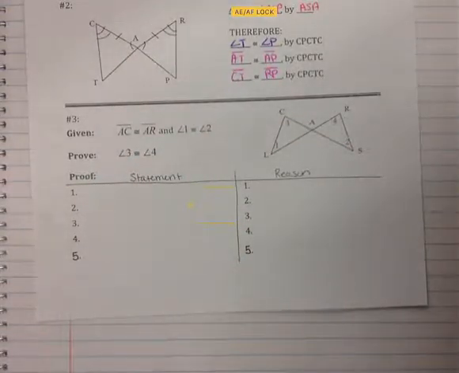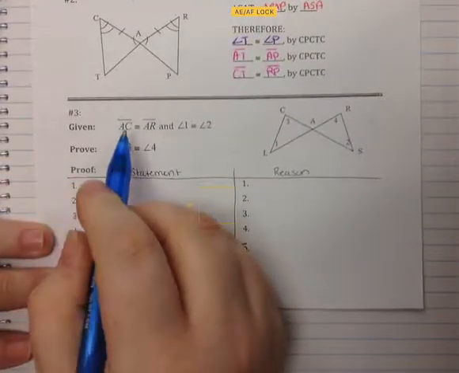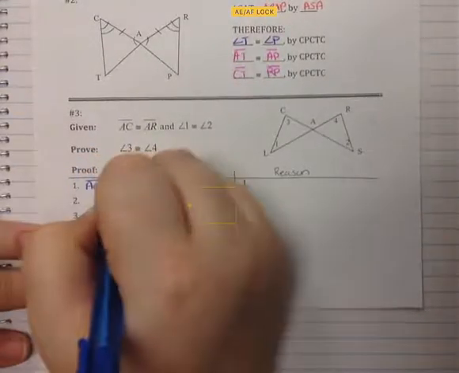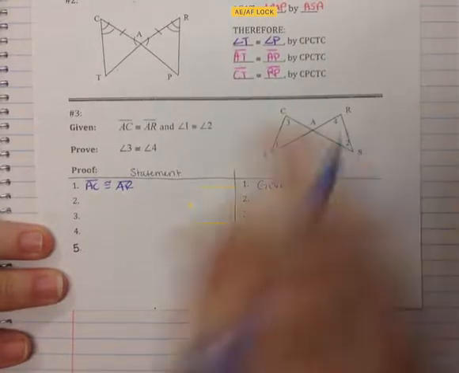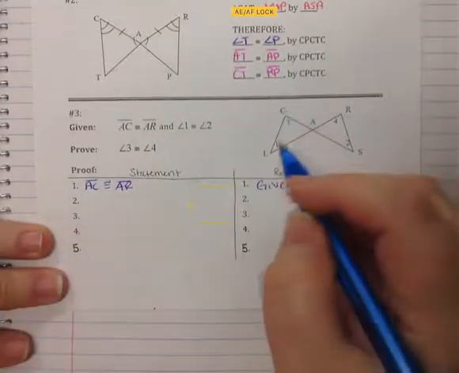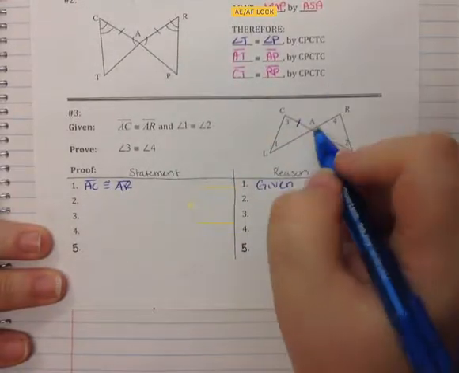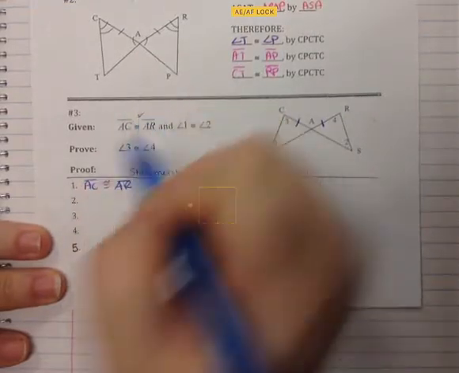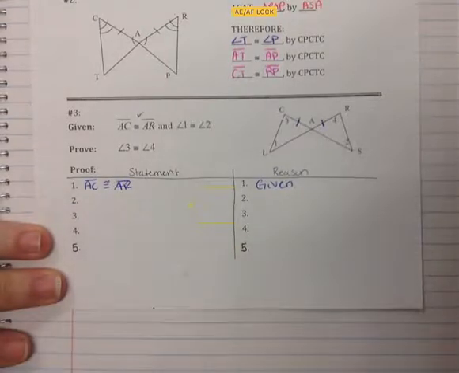So if we start with our given, as always, our first statement will be that segment AC is congruent to segment AR because it's given to us. Now I'm going to go into the picture and mark that. So segment AC is congruent to segment AR. This is congruent, so I can put a check mark saying that yes, that has been marked congruent, it's in our proof, and it's on our picture.